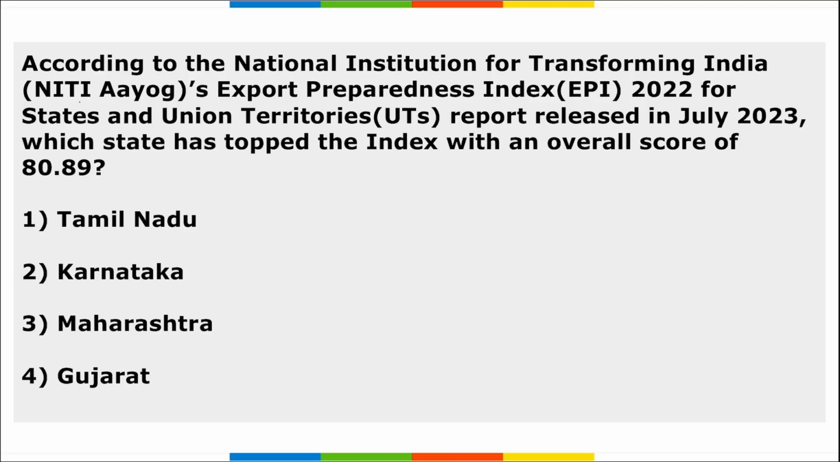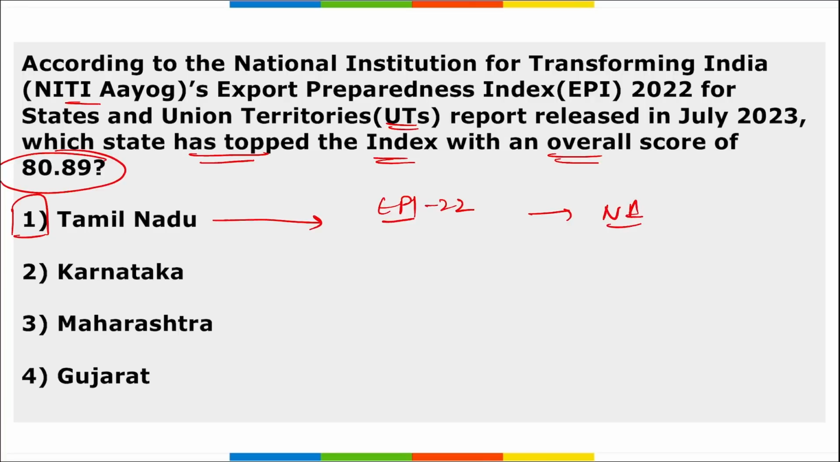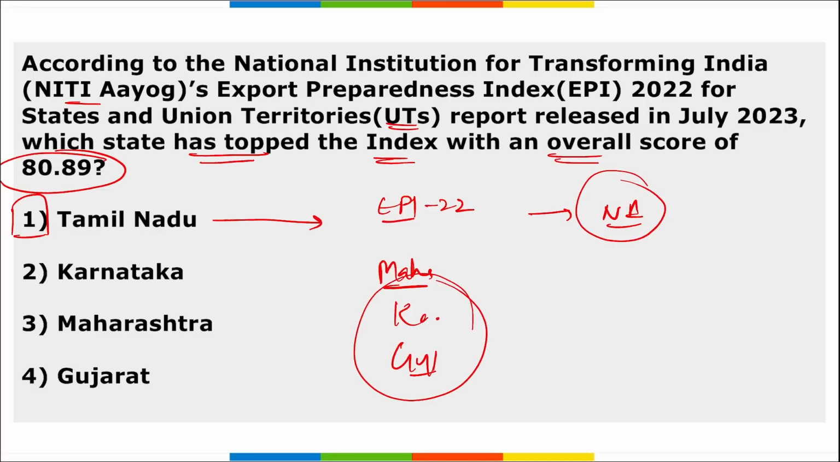Next, according to NITI Aayog's Export Preparedness Index 2022, states and union territories report released in July 2023, which state has topped the index with an overall score of 80.89? So remember here, it is Tamil Nadu that has topped the Export Preparedness Index 2022 report released by NITI Aayog, right? Then in second position after Tamil Nadu, it is Maharashtra, followed by Karnataka, then Gujarat in the third position.